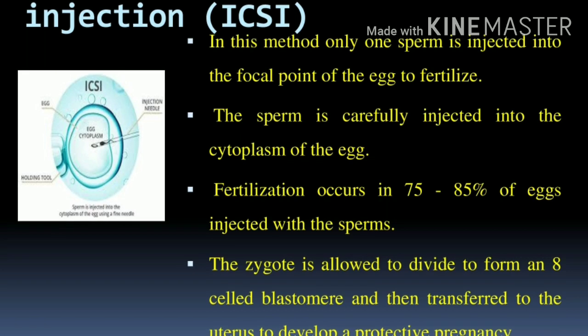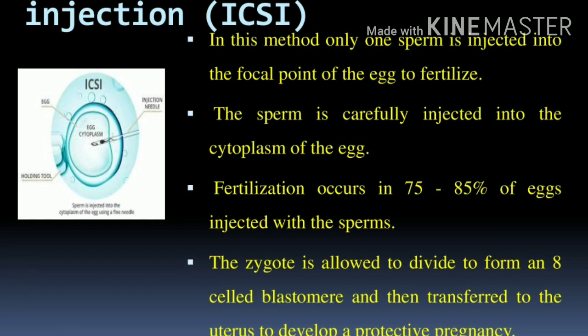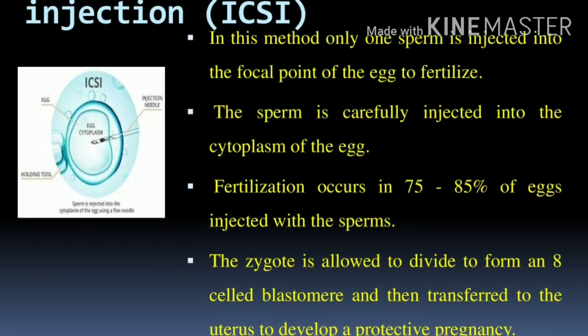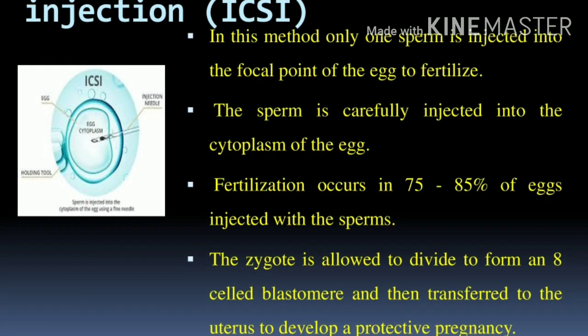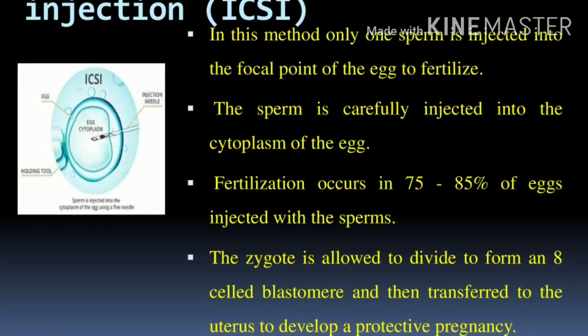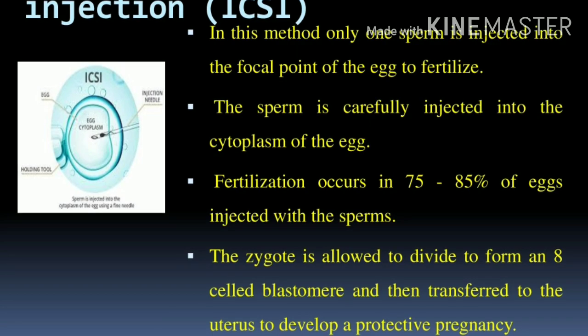The injection method is done in the laboratory. After the 8-cell blastomere stage only, we transfer it to the uterus, that is in vivo, in a biological condition.